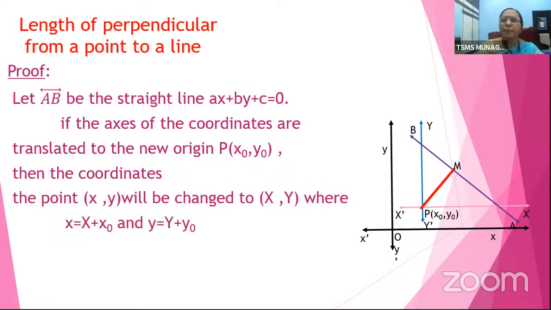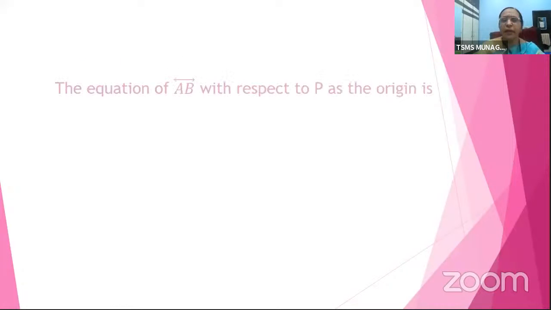The old coordinates are small x comma y, the new coordinates are capital X comma capital Y. What is the relation between these two? Small x is capital X plus x naught and small y is capital Y plus y naught. This is how we shift the origin and get a new origin. So from 0, 0, we have shifted, and so the equation will also get transformed.